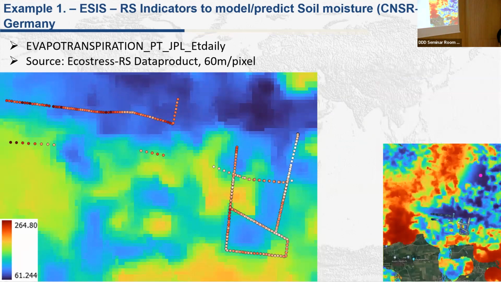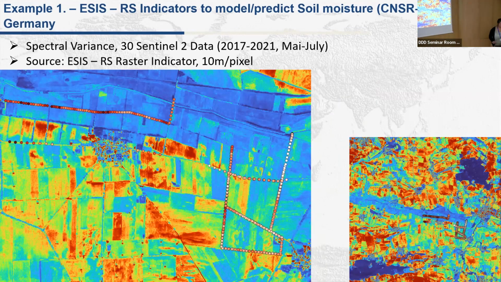Second, we use data from the eco-stress sensor, data for evapotranspiration for this day, so that we have a better prediction. And this is the spectral variance indicator based on the ACES approach for this region. Interestingly, we took the data at 10 meters from Sentinel-2, so that we have a good resolution to quantify these indicators.